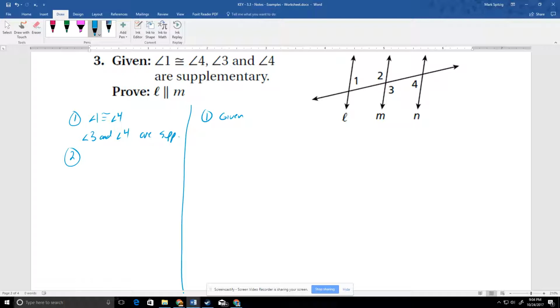And in this case, the only one that works is the fact that same side interior angles would be supplementary. So my goal is to try to get angles 1 and 2 supplementary, which means they would add up to 180. So that's my goal. I know that's where I'm headed.